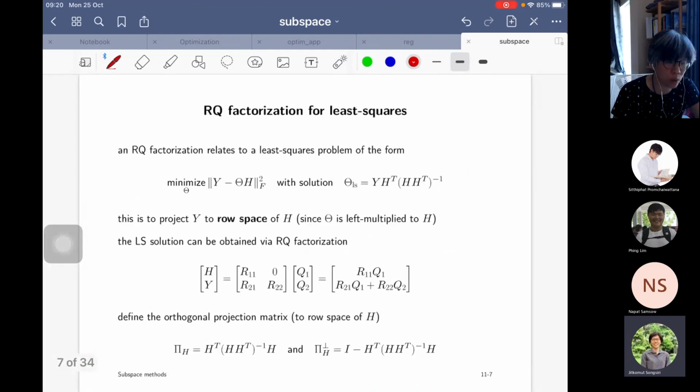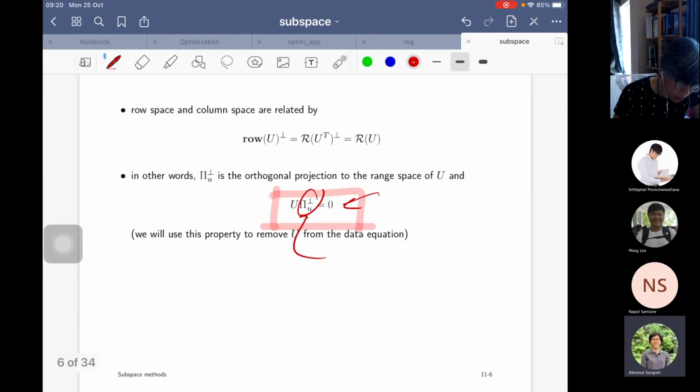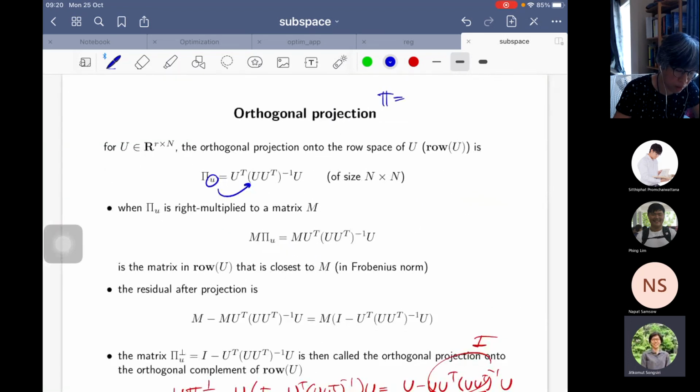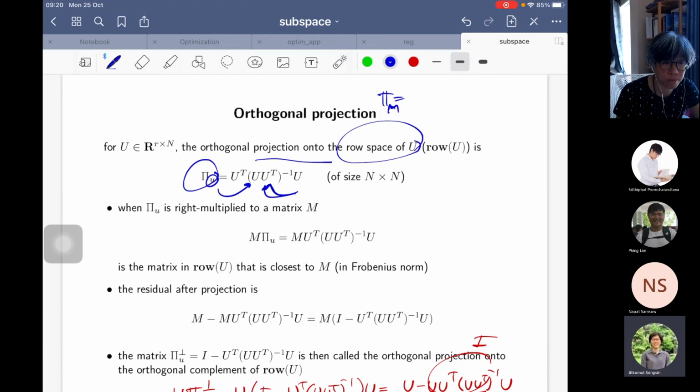Next, I would like to explain briefly, let me go back a little bit. I use this pi, and I also mentioned the subscript U to make a note that this pi is associated with the matrix U. You can define pi with another matrix as well, like M. So basically the description of pi depends on U. If you use U, this pi gives the orthogonal projection on the row space of U.